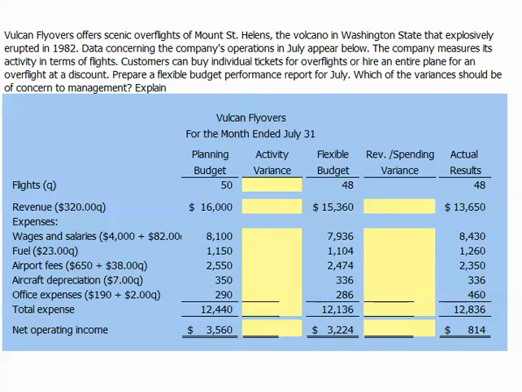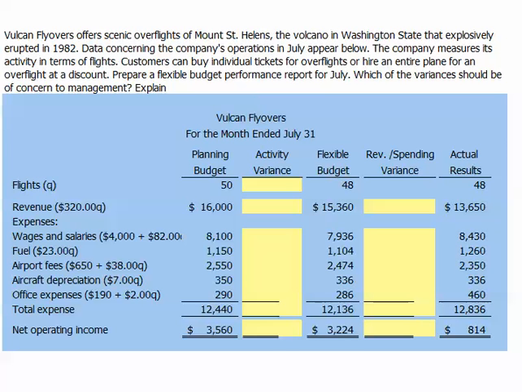Vulcan Flyovers offers scenic overflights of Mount St. Helens, the volcano in Washington state that explosively erupted in 1982. Data concerning the company's operations in July appear below. The company measures its activity in terms of flights. Customers can buy individual tickets for overflights or hire an entire plane for an overflight at a discount. Prepare a flexible budget performance report for July.